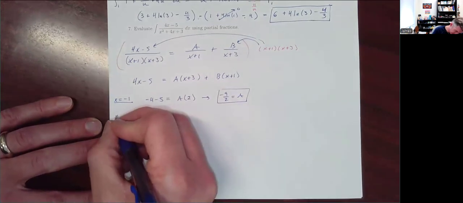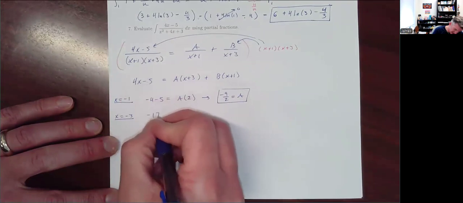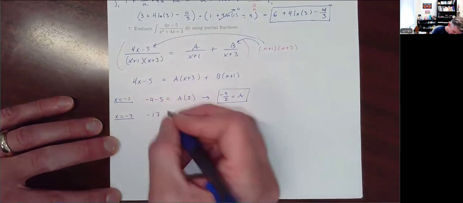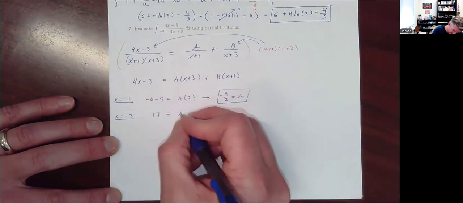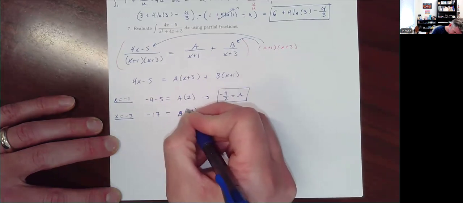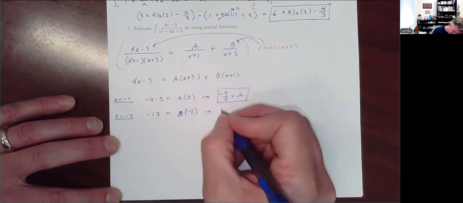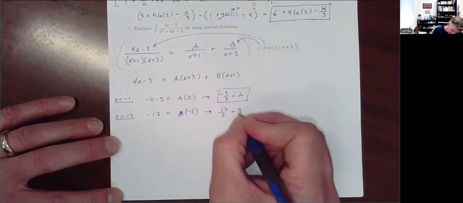Similarly, if we pick x equal to negative 3, we get negative 12 minus 5, which is negative 17. I think this is the same example I came up with in class. Equal to a times 0 plus b times negative 3 plus 1, which is negative 2. So then we're getting 17 over 2, or negative 17 over negative 2, equal to b.